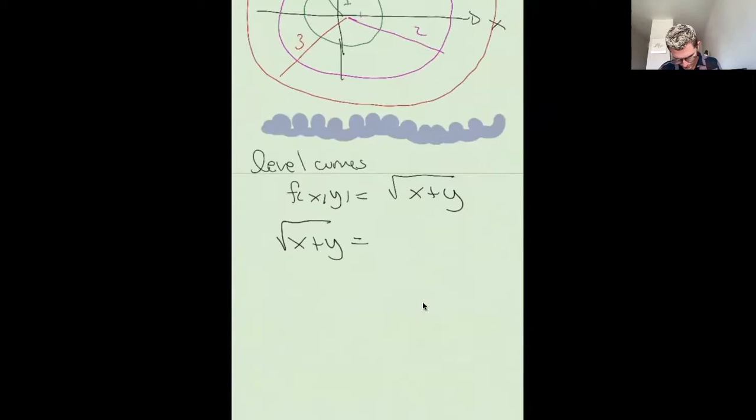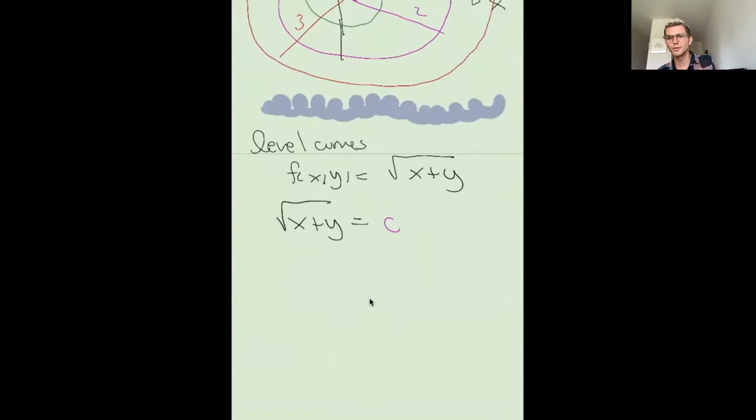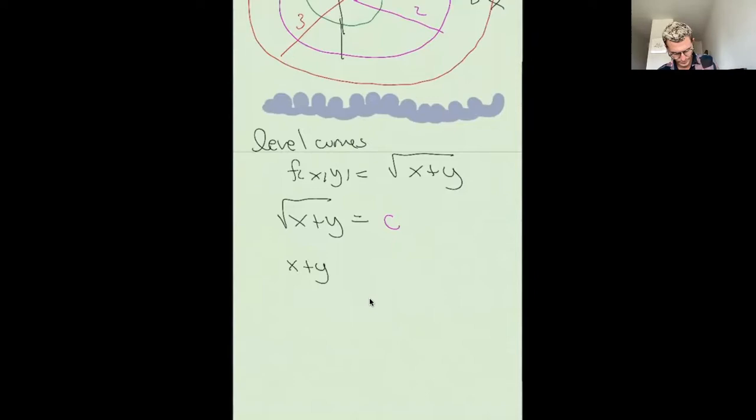And then you have to somehow recognize how this looks, what curve you get on the xy plane. So how would you recognize the equation of this curve, or what could you do? Any ideas? Well, let's square both sides of the equation. What happens if you do that? You get this, right?